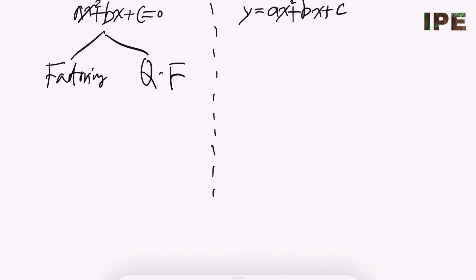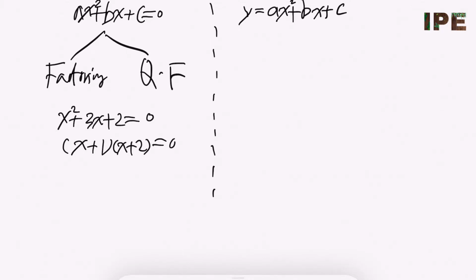For example, x squared plus 3x plus 2 equal to 0. I just factor it because it is factorable. x plus 1, x plus 2, equal to 0. So what is the solution? x equals negative 1 and x equals negative 2. All right, we call these solutions or roots.